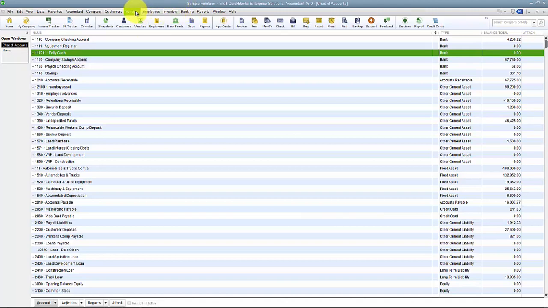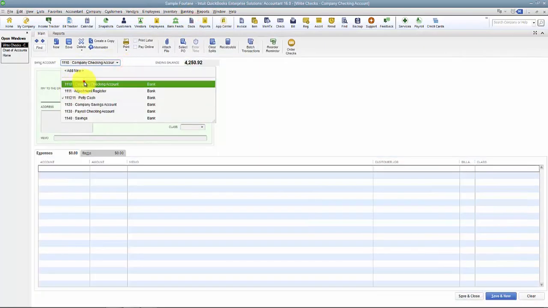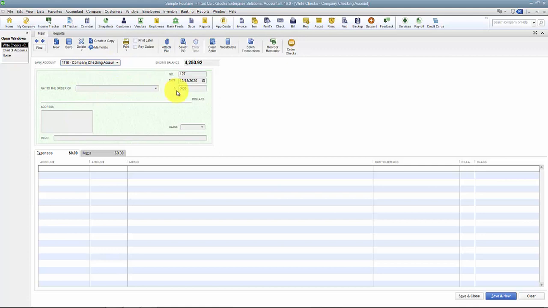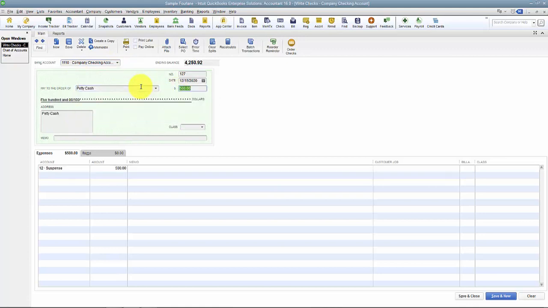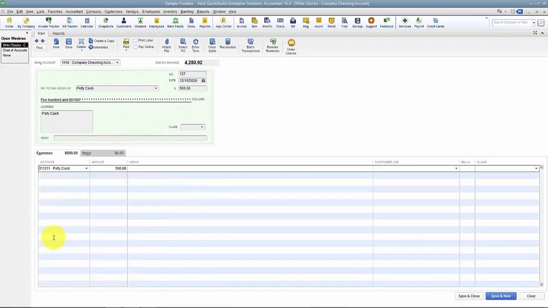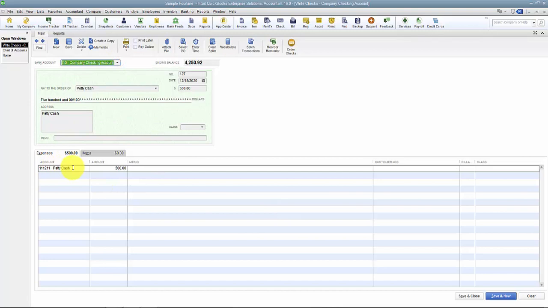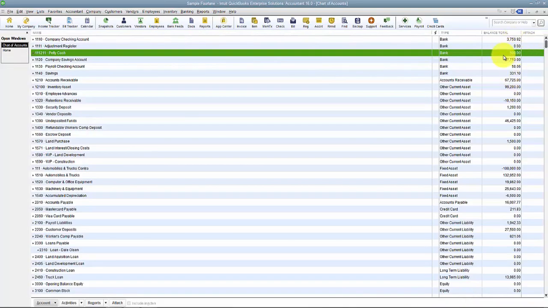So I can go to banking and write checks. And I say I'm going to write a check from the company checking account, still put it to vendor petty cash for $500. But this time I'm going to put it to the petty cash account, right? So that's going to take out of my company checking account and put it into my petty cash account. Right, so now I have $500 in there.